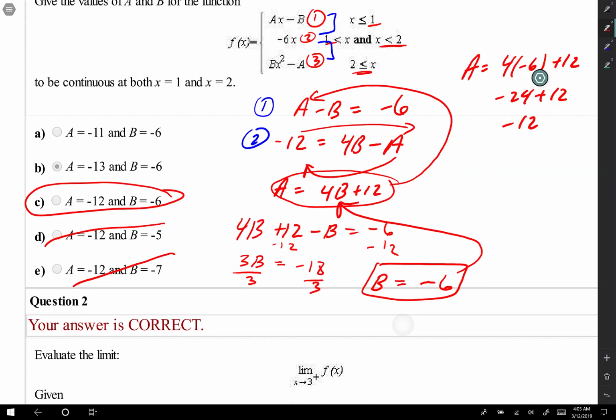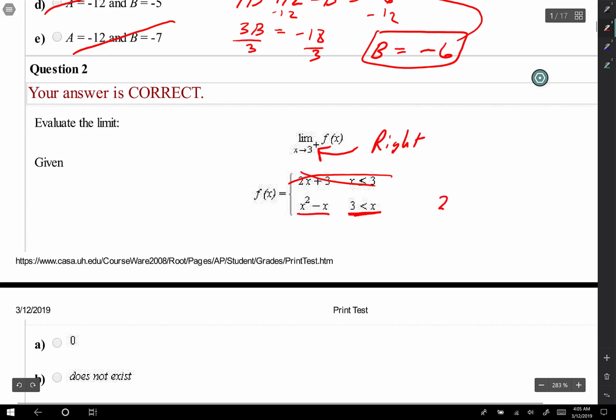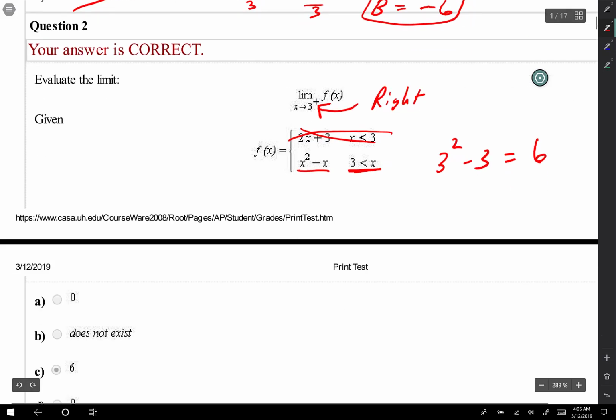Let's keep going. Evaluate the limit as x approaches 3 from the right-hand side, guys. So that means from the right. So this is x less than, so we're not going to be looking at that one. We're looking at this one, x greater than. So if I approach 3 from the right, I'm plugging a 3 in there. 3 squared minus 3. So this is the y value that I'm approaching. 3 squared is 9. 9 minus 3 is 6. So it's 6.